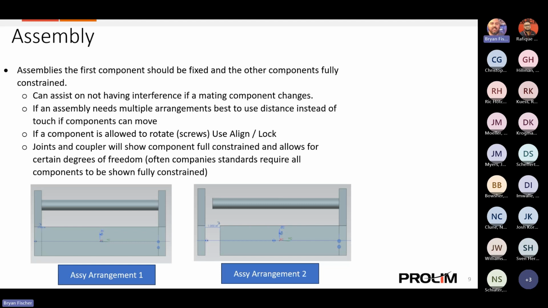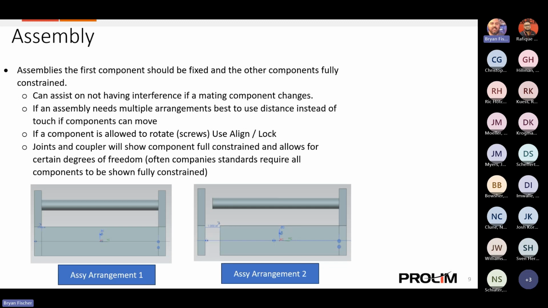So some people's company standards are to have the whole assembly fully constrained. And often people would be like, well, I got screws. All I care about is they're lined up and face to face. I don't care that they can rotate. Well, we've added that line lock for it, and I'll show an example of that here in a few.